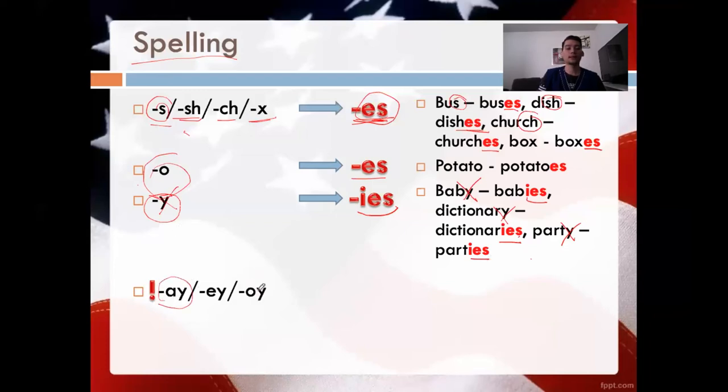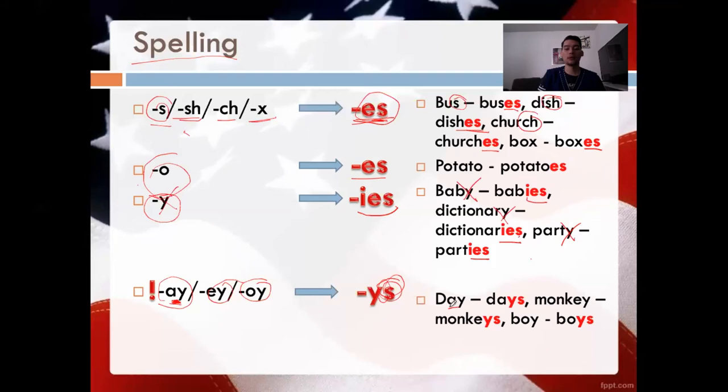Olha só aqui, essas terminações, quando Y for precedido de uma vogal, A, E, I, O, U. Então, quando vier uma vogal antes, a gente vai fazer o quê? Só colocar S. Nós não iremos tirar o Y, vamos só acrescentar o S. Então, day, terminou aqui, vem antes uma vogal, fica days. Monkey, termina em Y, mas vem uma vogal antes, então fica monkeys. Boy, boys, ok?